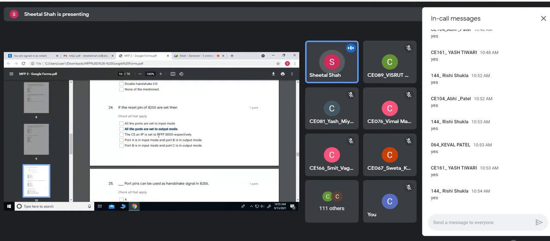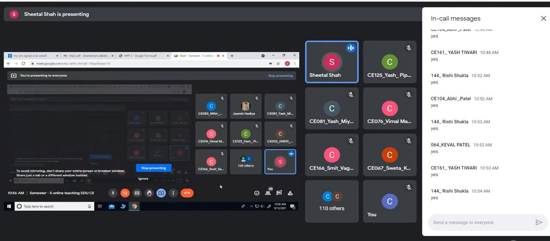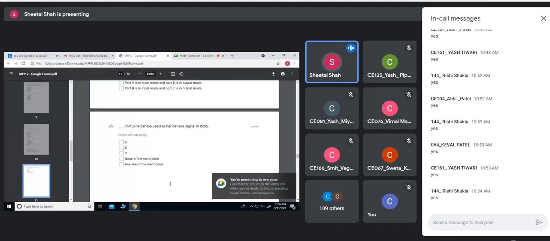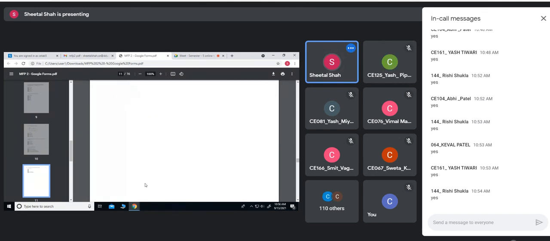Then, CS and IP is set to this. This is wrong, because the third option is valid for the reset pin of the 8086, not the 8255. If the 8086 reset pin is made high, then the CS and IP values would be FFFF and 0000. This you are all aware of. Then, port C pins can be used as handshake signals. This is a bit simple. You know that port C pins can be used as handshake signals.